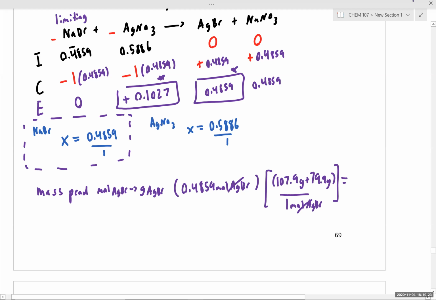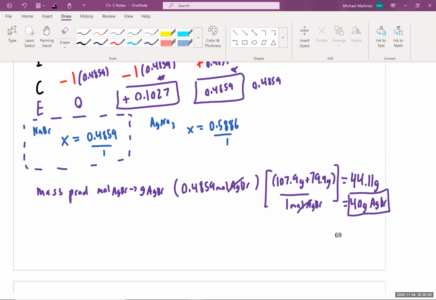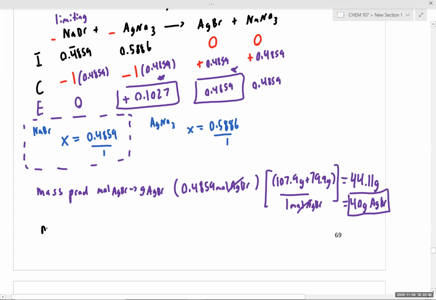So punching this into our calculator, we have 107.9 plus 79.9 times 0.4859, and that gives us 44.11 grams that we round to 40 grams of silver bromide, just because our inputs only had one sig fig. Does that make sense? So we have the mass of product that we've made. Does that make sense to everyone? Yes. Perfect. And now to figure out the mass of reactant left over.